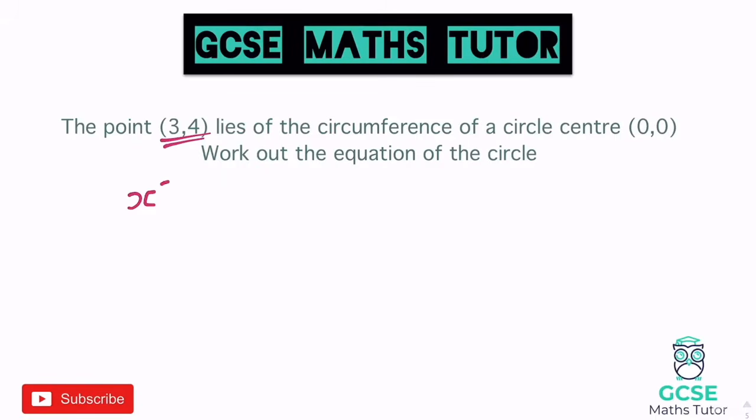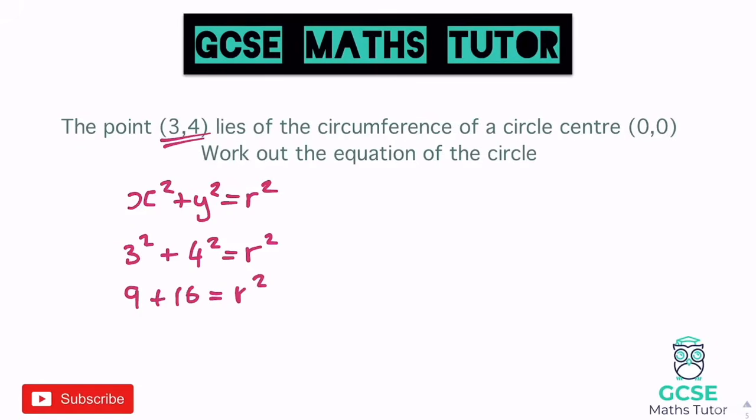Now we know the equation of the circle is x squared plus y squared equals the radius squared. So if we just plug these numbers in, 3 squared being the x coordinate, and y being the 4, so 4 squared, and that's going to again equal the radius squared. So if we work this out, we'll get 9 plus 16, which equals 25. Again, that equals the radius squared. So if that equals 25, then we can write our equation there. So we have x squared plus y squared equals 25. There we go.